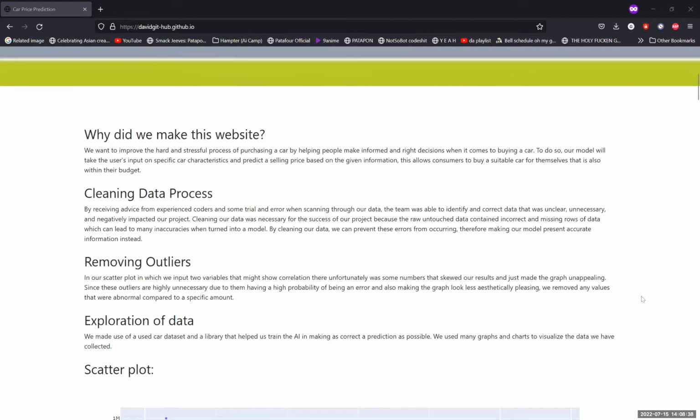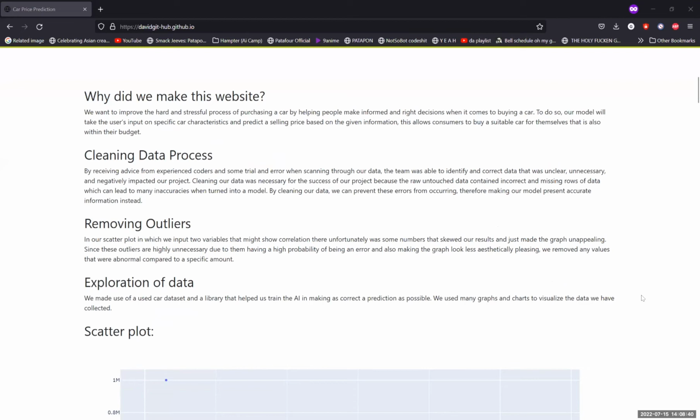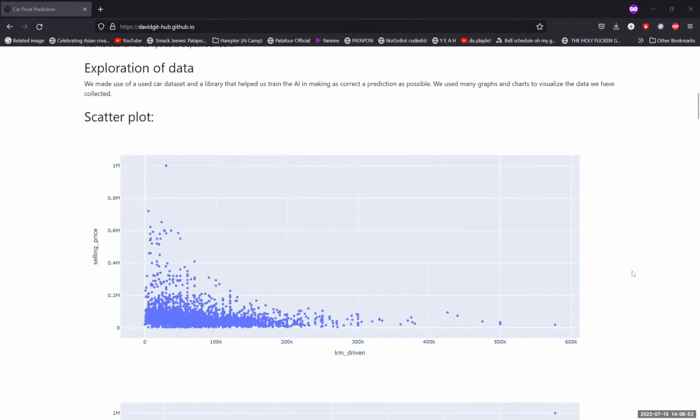For the exploration of data, we made use of a car data set and a library that helped us train the AI, making as correct a prediction as possible. We used many graphs and charts to visualize the data we have collected. We used scatter plots to show the relationship between an aspect of the cars and the selling price.